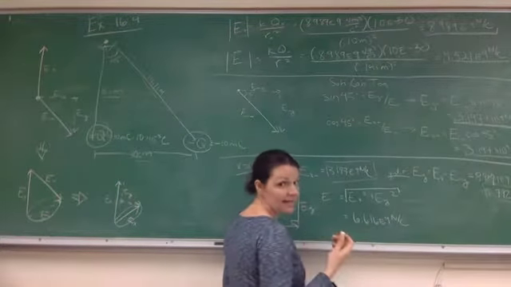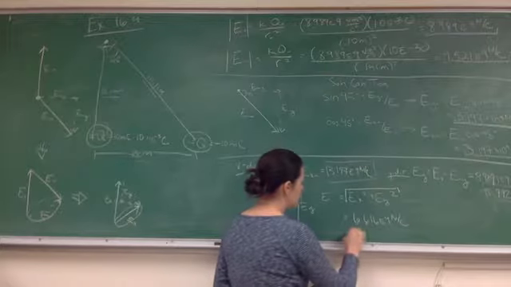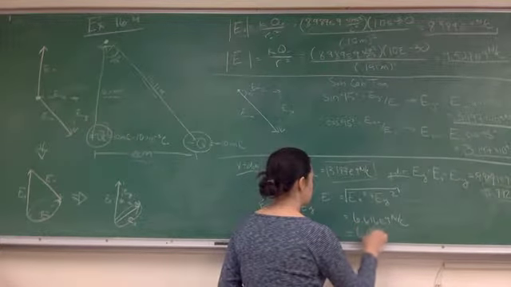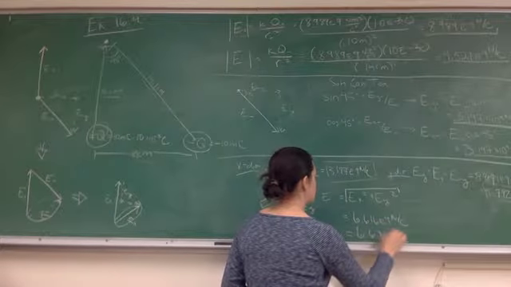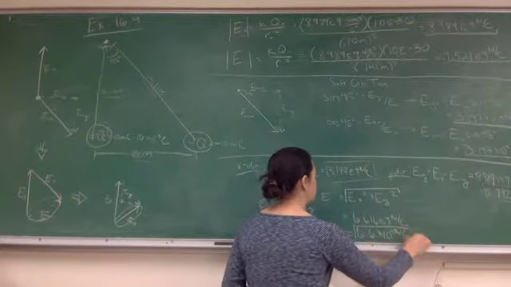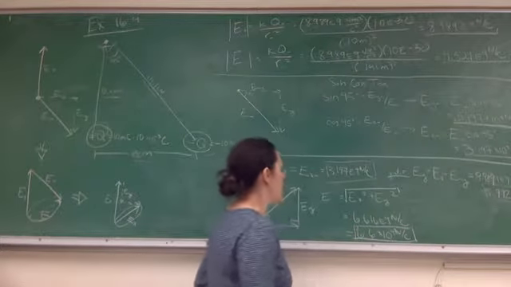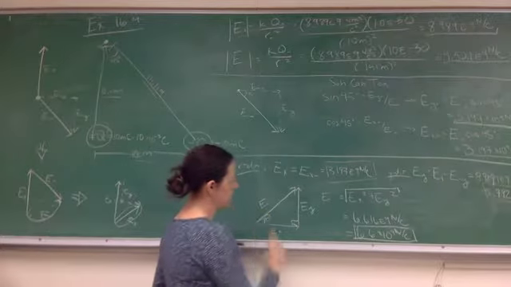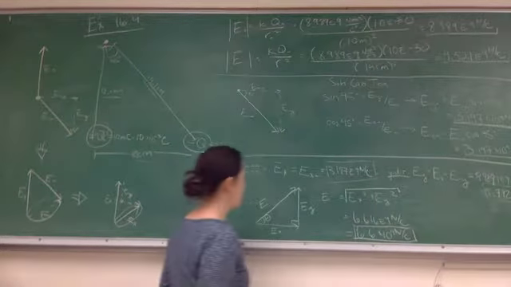Now we are finally done with something, so we can go ahead and round that to the 2 sig figs that we were looking for. So that is 6.6 times 10 to the 9th newtons per coulomb. All right, so now we have the magnitude of the final vector, and what we need to figure out is the angle of the final vector.